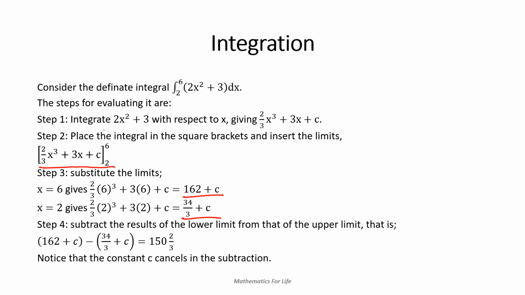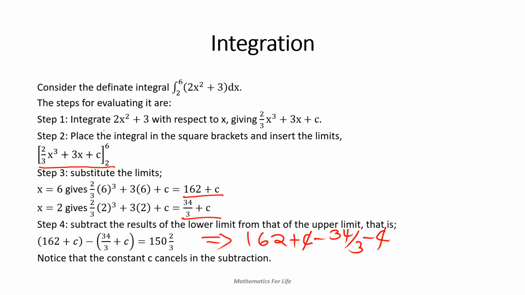Now you'll notice that the constant c cancels in the process of subtraction. If you were to open the brackets over here, this will give us 162 plus the arbitrary constant c minus 34/3 minus the arbitrary constant c. So the constant that is added in the first expression cancels with this other one over here, so that we end up with 162 minus 34/3, which gives us 150 and 2/3.